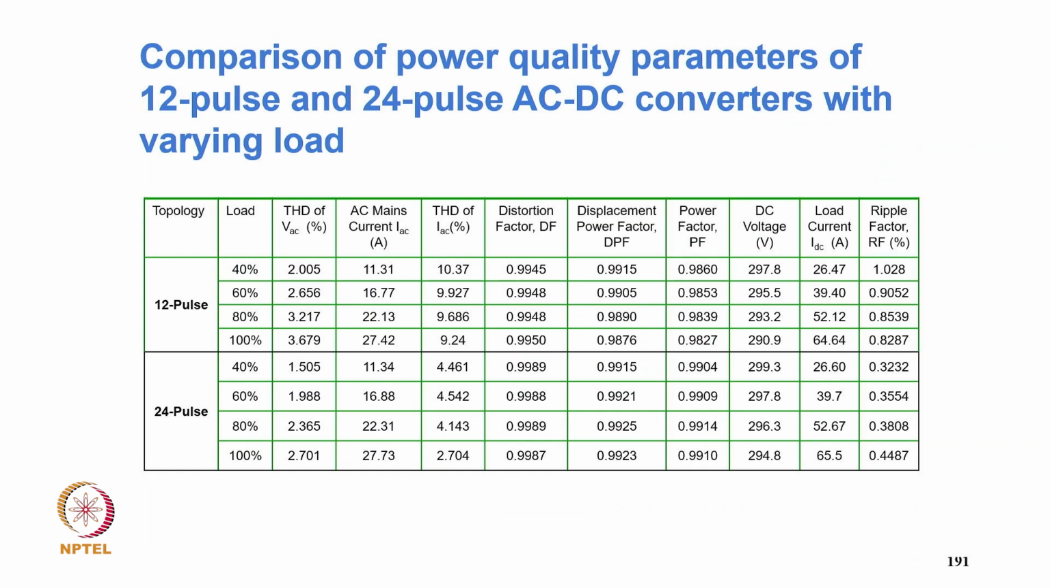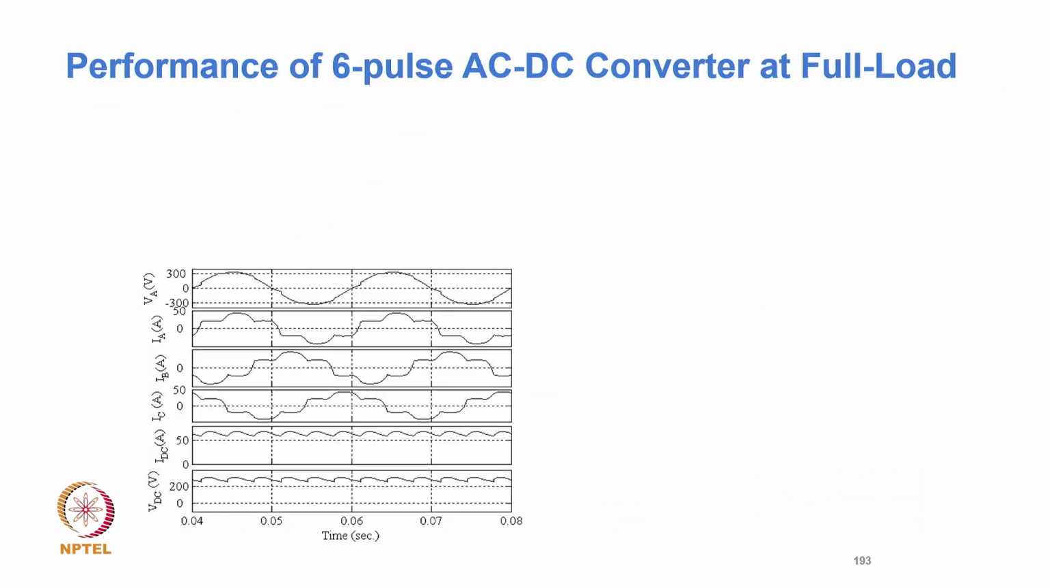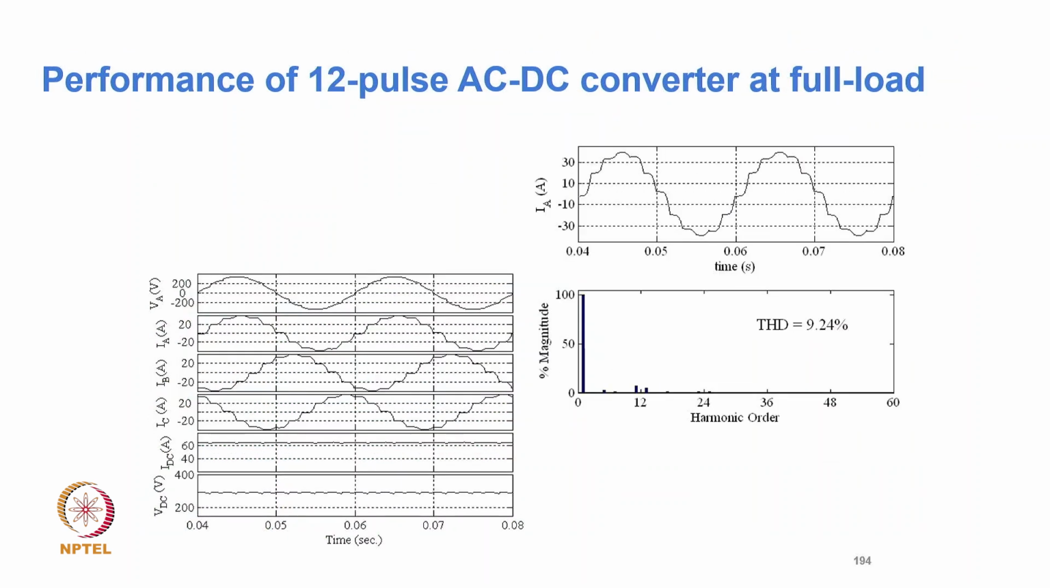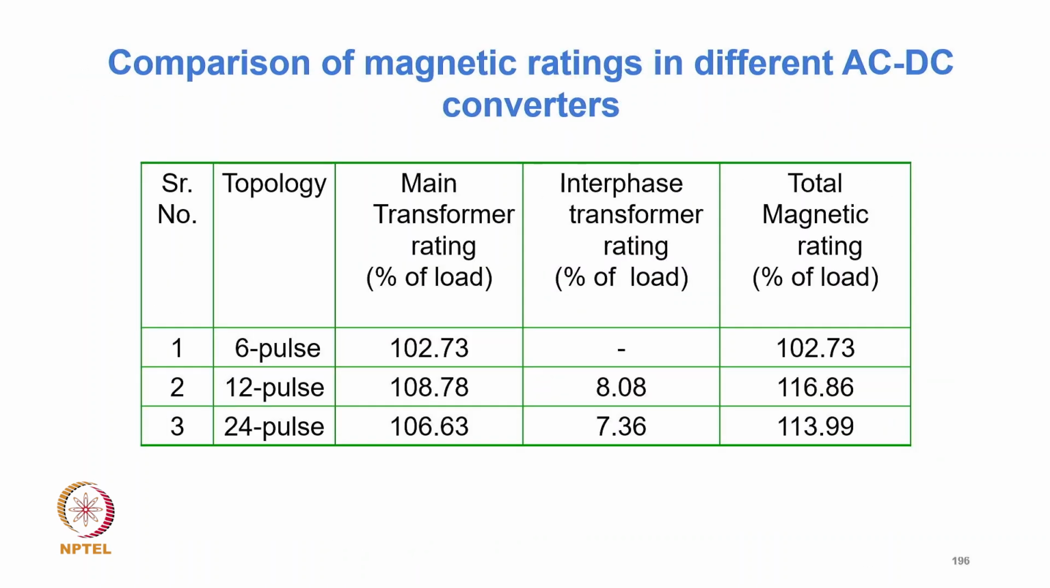This is a MATLAB model of this, and this is the performance, how really your ripple factor reduces, and THD of supply current also reduces from your 10%, with the load 9.12%, to 4.46% to 2.7%. And then typically here again comparison of 12 pulse and 24 pulse, and at full load you can see for 6 pulse 24%, and 12 pulse it's 9.24%, 24 pulse is 2.7%.